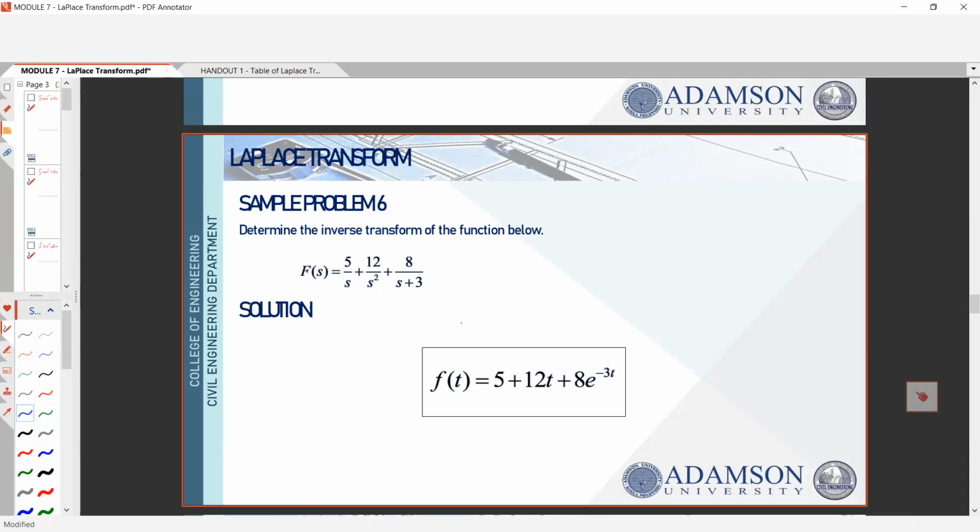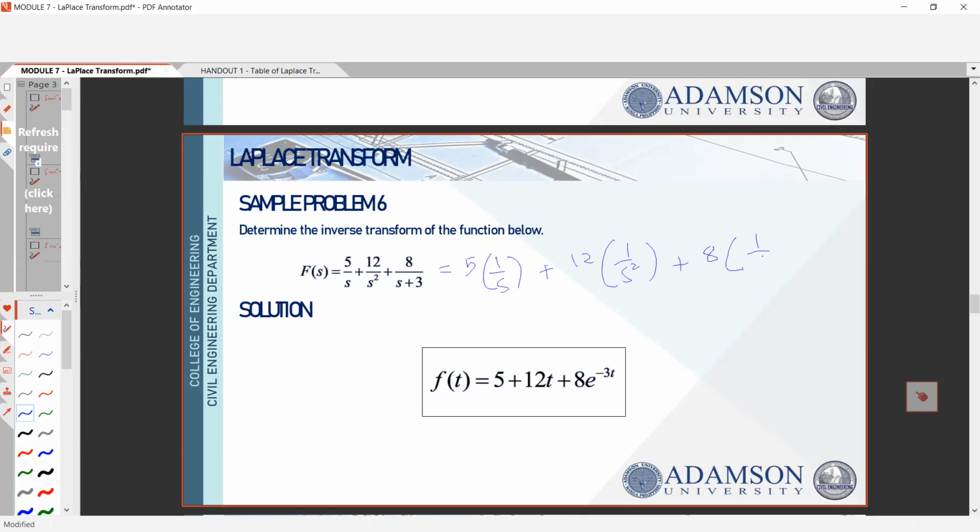Okay. So, parang para makita mo ng maayos, di ba? 5, pwede mo tanggalin yung 5, then is 1 over s. Tama? Itong isa, 12, 1 over s squared. Okay, then yung isa, it is 8, 1 over s plus 3. Okay? Ngayon, so 1 over s squared, and 1 over s plus 3, pwede ba nating mahanap yan dun sa table of Laplace transform natin?